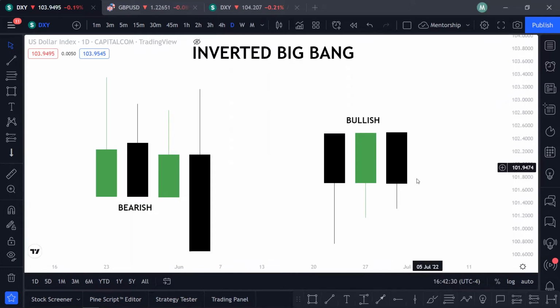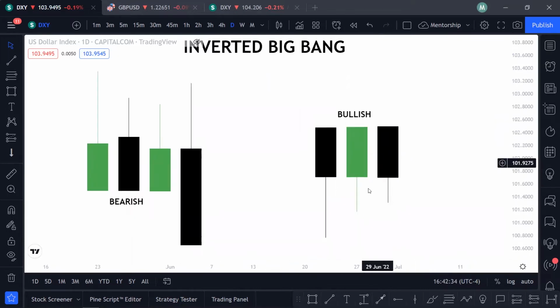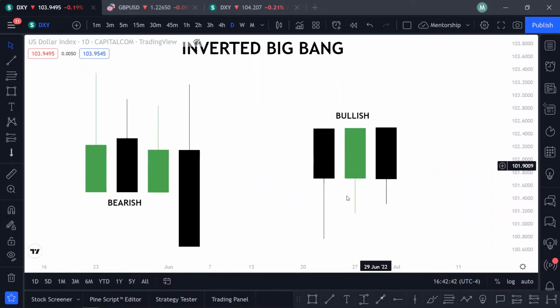I still have to explain this to you. Whether you want it or not, I will explain to you the bearish and the bullish version as well. It is the same concept, but I want to show you the same thing happen, okay? So we are done with this.